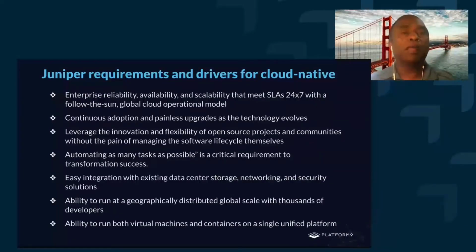So leveraging the innovation flexibility of open source is critical. At the same time, as we all know, open source comes with the pain of managing the software life cycle itself. Every time new features and functionality come in, you need to test it, validate it, and verify it. You need to ensure that it's backward compatible and interoperable, and that all the applications and tools that have been working on this platform continue to work. So it's a do no harm approach that we need to take.